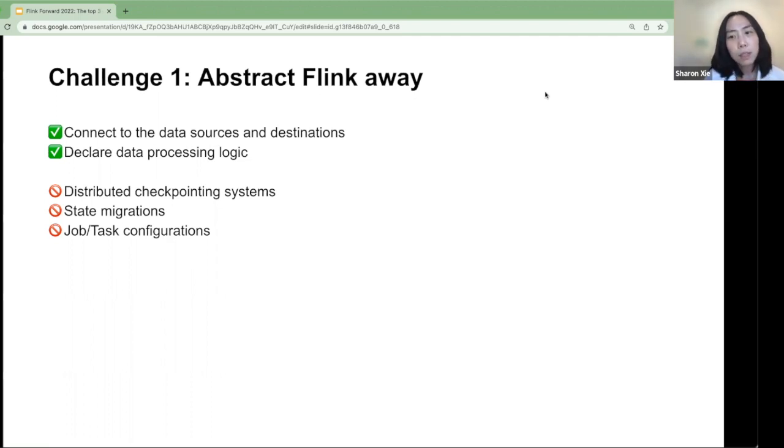We know that SQL is a popular language that a lot of people already know. It's declarative, and that's what we use at Decodable. But SQL itself doesn't just solve all those problems. We really want to abstract away those low-level details, like I said, about distributed checkpointing, state management, all sorts of configurations. Instead of thinking about Flink deployments, we want users to really focus on the data processing logic.